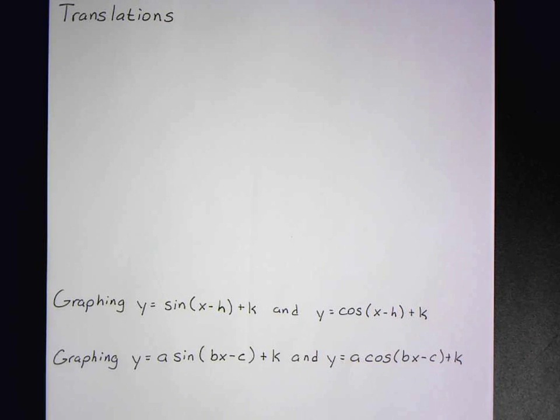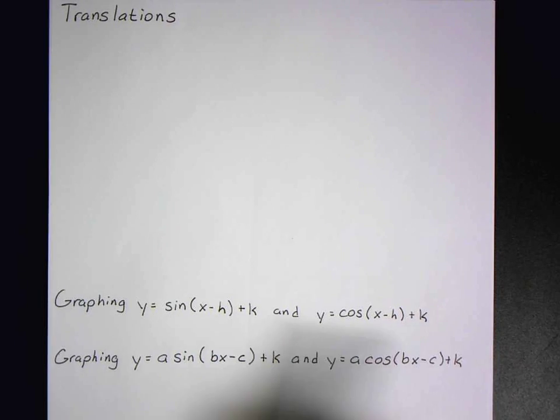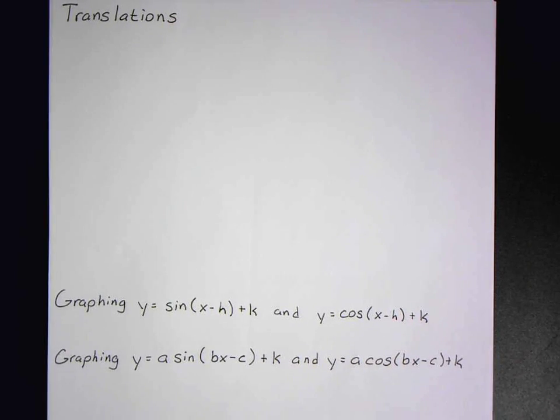Translations. These are your horizontal and your vertical translations. So just like with other things, I wrote it down here with H and K. I think your book uses C and D. I went ahead down here and I put a C inside there because once you start putting the B in there, it gets a little messed up.